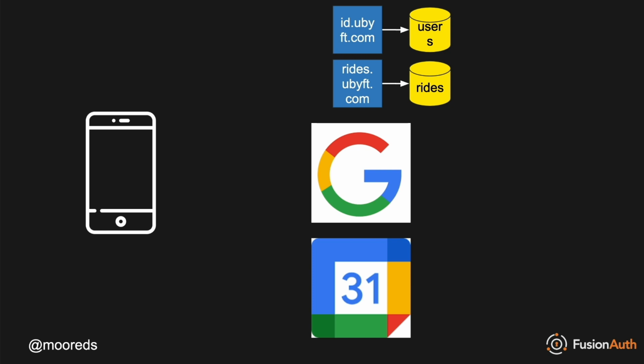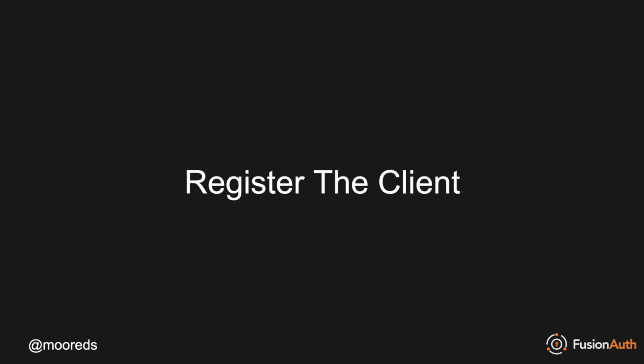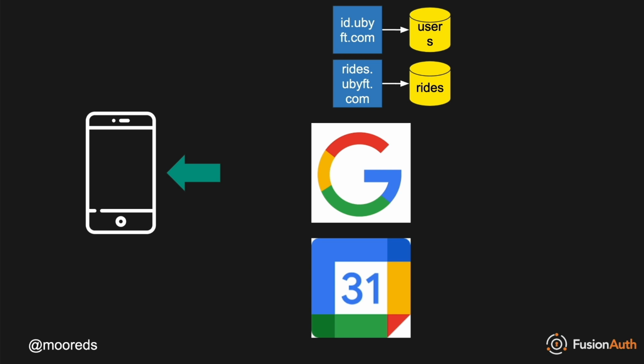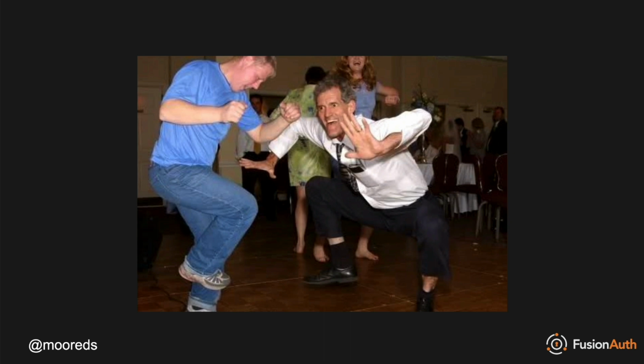We have the Google Identity Service, which is the big G, and then we have a calendar API that we're going to want to call. Again, to get access to third-party APIs, we need to register the client. So we're going to take a representation of this native app and put it into the Google Identity Server, and then we do the same dance, right?